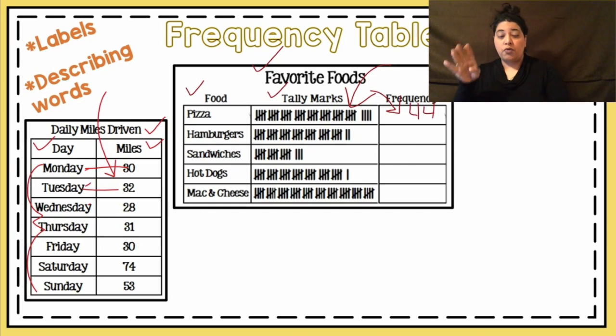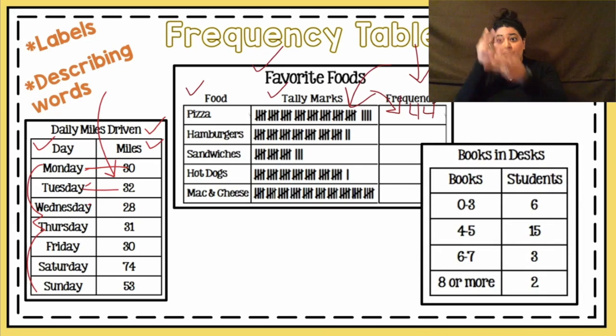Now on many tables, you'll have missing information. In this case, your frequency is what's missing, and you have to fill that in with the information they did give you. Another example of frequency tables are tables that have a range.